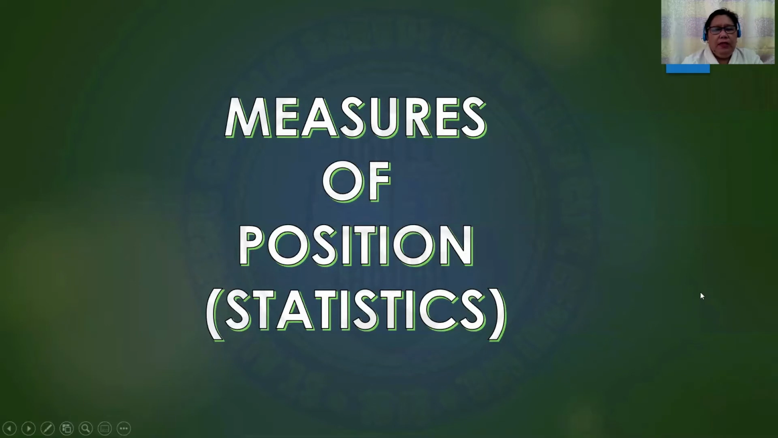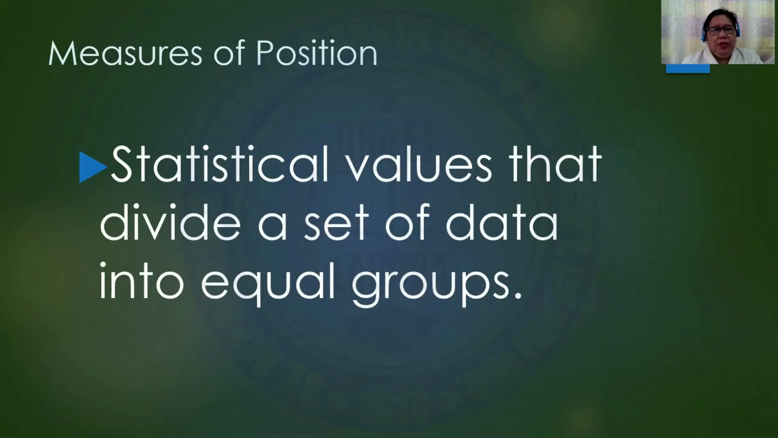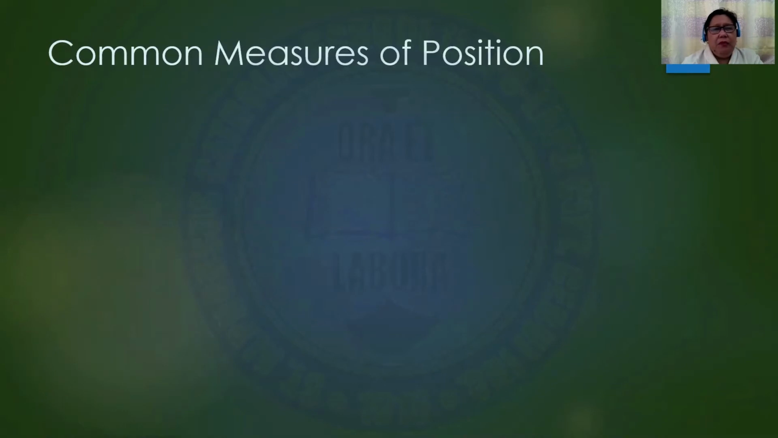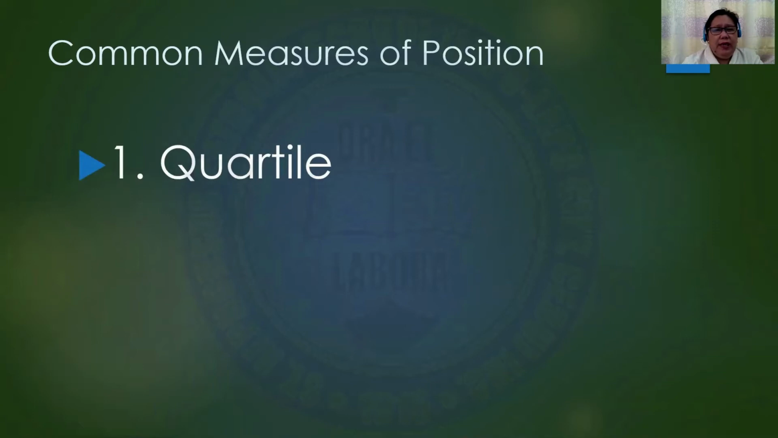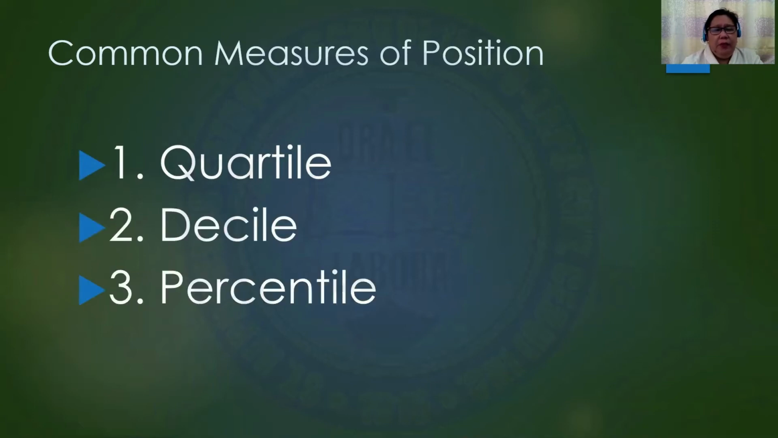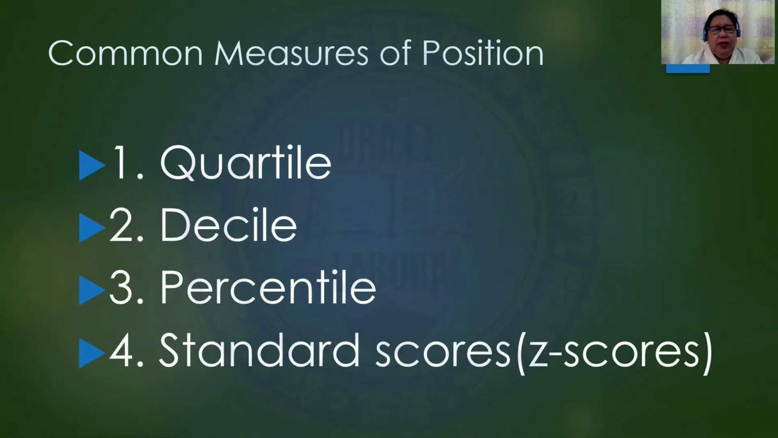Hello, math learners! Our lesson for today is about the measures of position of statistics. The measures of position are statistical values that divide a set of data into four equal groups. Let us have the common measures of position. First, we have the quartile, next decile, then percentile, then we have the standard scores or z-scores.